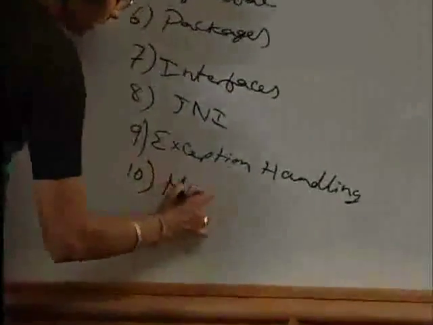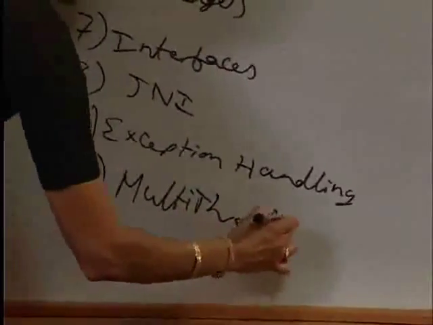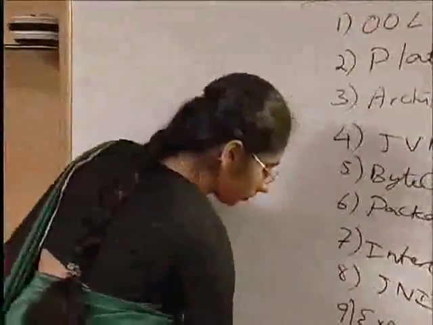Then we have multi-threading. Multi-threading is another feature which lets you make use of your CPU time in a better way. Okay, it lets you execute in parallel two paths of execution which are functionally independent of each other.